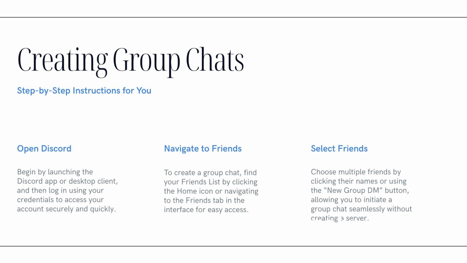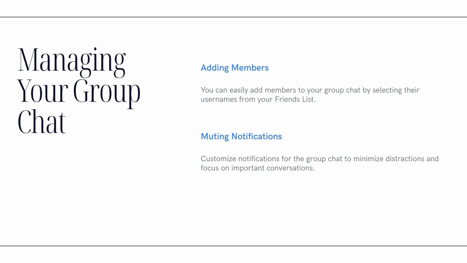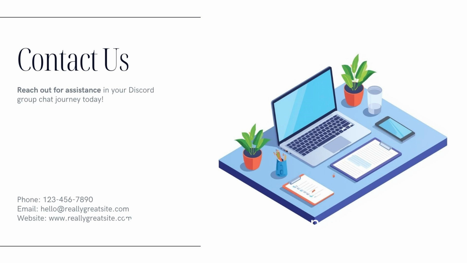Now you can give your new group a name by clicking on the default text at the top. You can also add a group icon by clicking the image area. Type your first message in the text box at the bottom and press enter. Your new group chat is now active and all added members will get a notification. Remember, this is a direct message group, not a server channel.